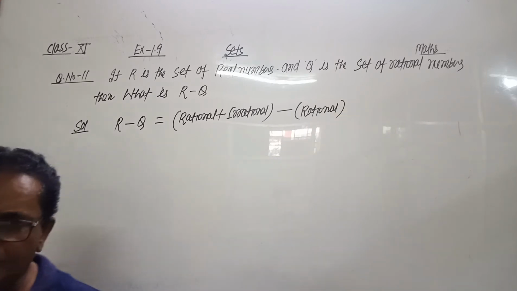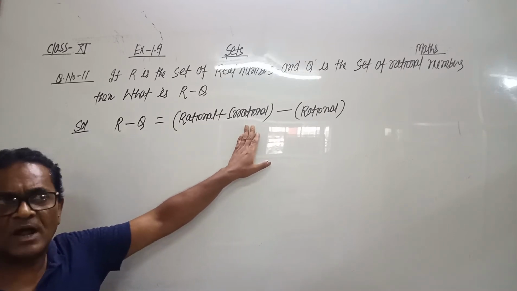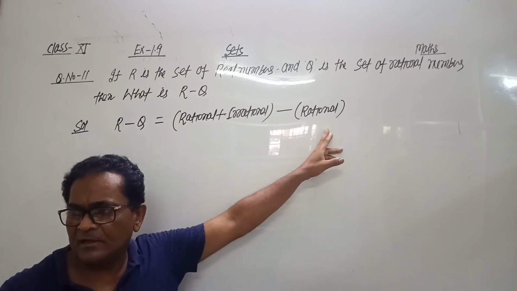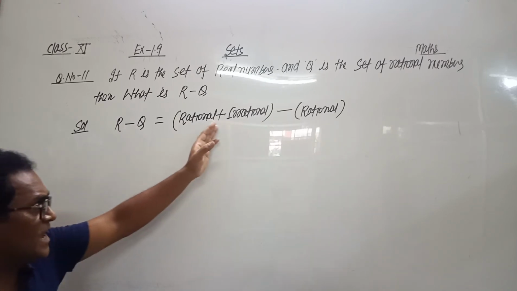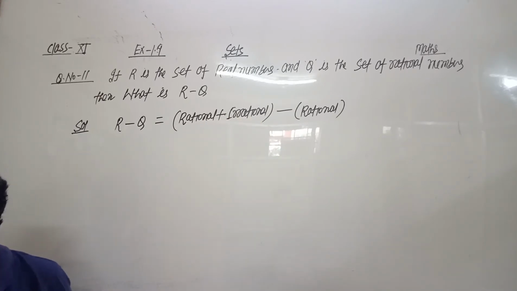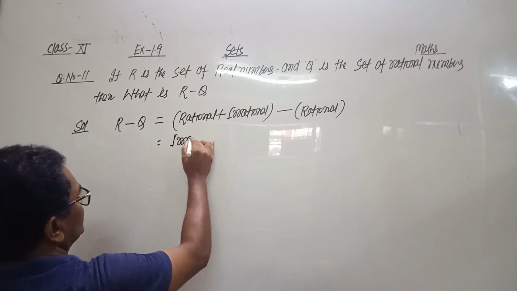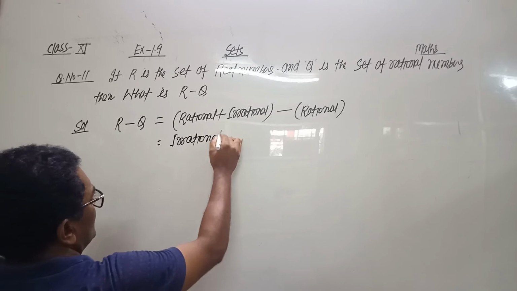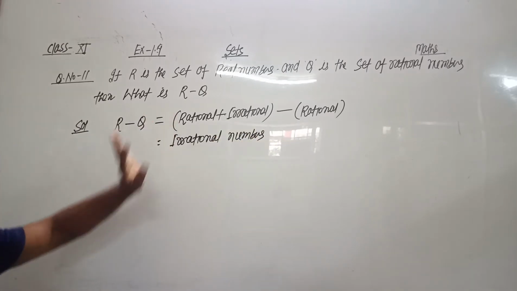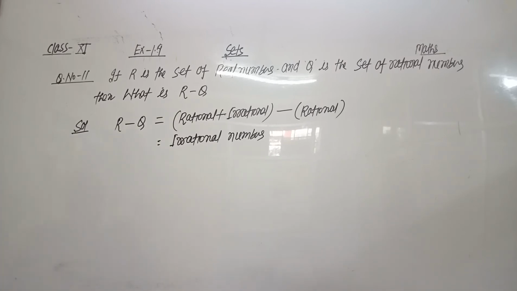So we have to write those elements of R which are not in Q. So which element is not in Q? Irrational. So the answer is irrational numbers. So what is R minus Q? R minus Q is equal to irrational numbers.